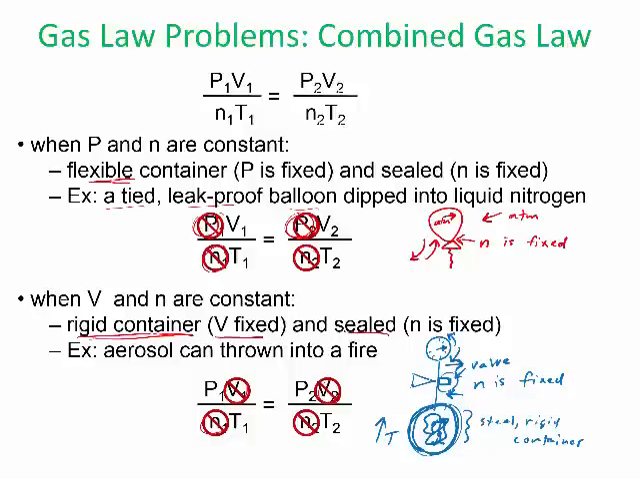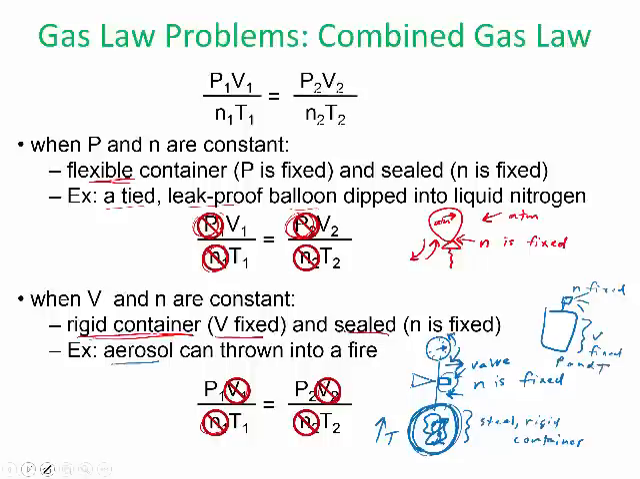Okay, and here's an example: a can being thrown into a fire. That would be like a hairspray can. So volume is fixed, and there's a valve here, so N is also fixed. The two variables at play here are P and T. Okay, so let's move on.